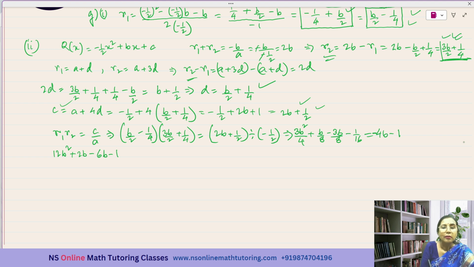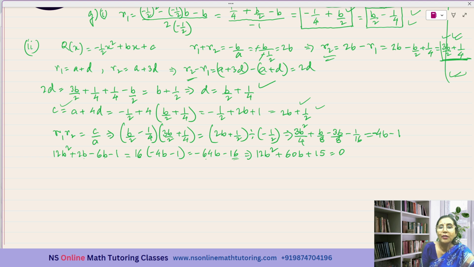So I am just taking 16 to the other side. Minus 4B minus 1. So this is equal to minus 64B minus 16. Okay. So if I simplify this, what happens? 12B square stays, and 2B minus 6B is minus 4B. And from here, if I take minus 64B to the left side, it is plus 64B minus 4B, which is plus 60B. And there is this minus 1 and there is this minus 16. If taken to the other side, it is 16. 16 minus 1 is plus 15.